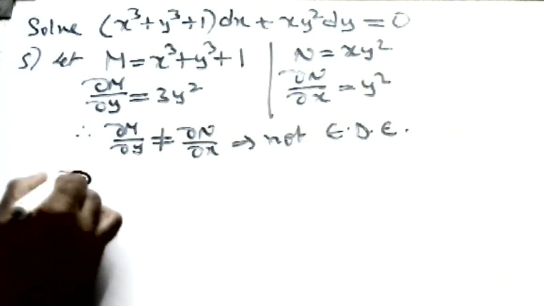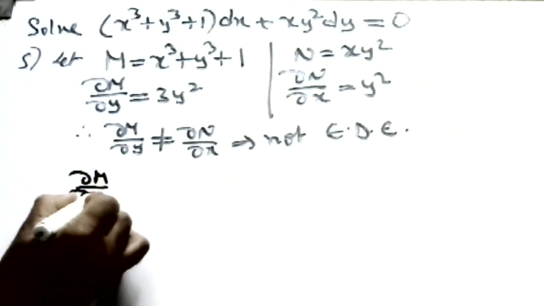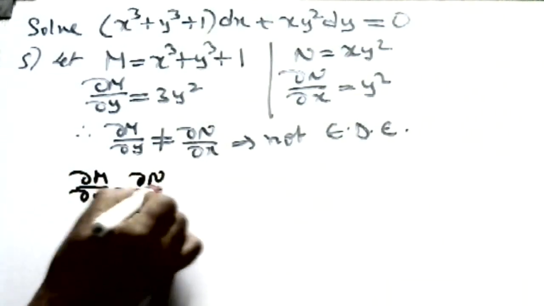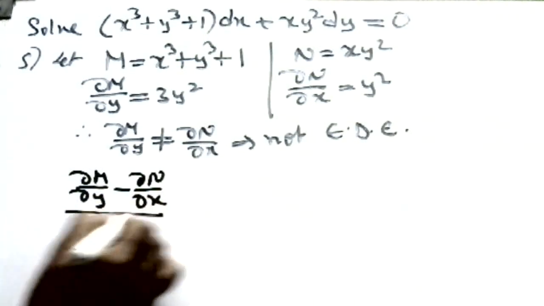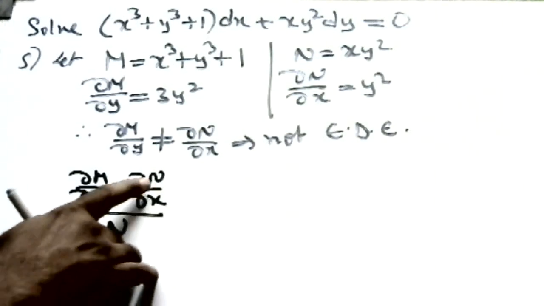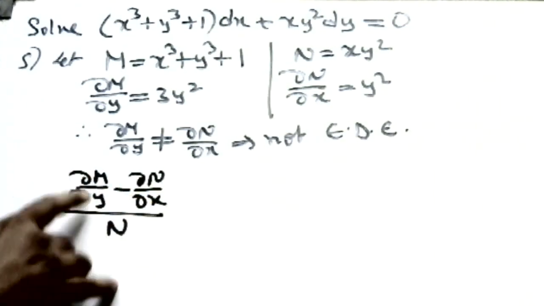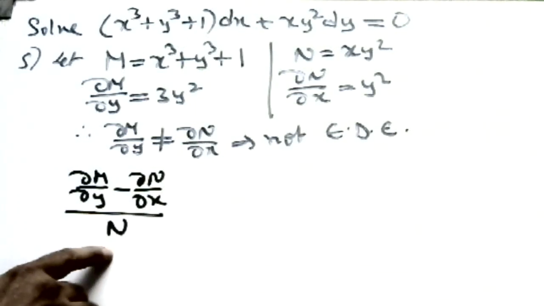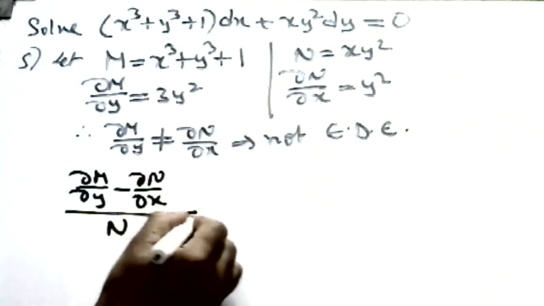Okay, we now have two formulas. One is (∂M/∂y minus ∂N/∂x) divided by N. Let me find this one. If we get this value in terms of x alone, then there will be a formula. If it's not in x alone, then we can do one more, (∂N/∂x minus ∂M/∂y) by M. Let me first try this one.